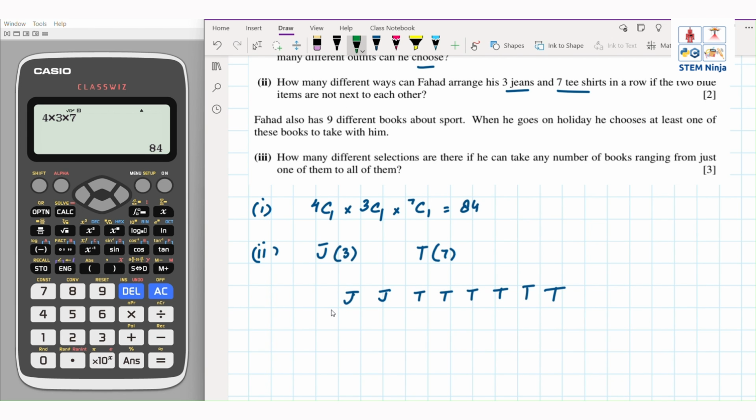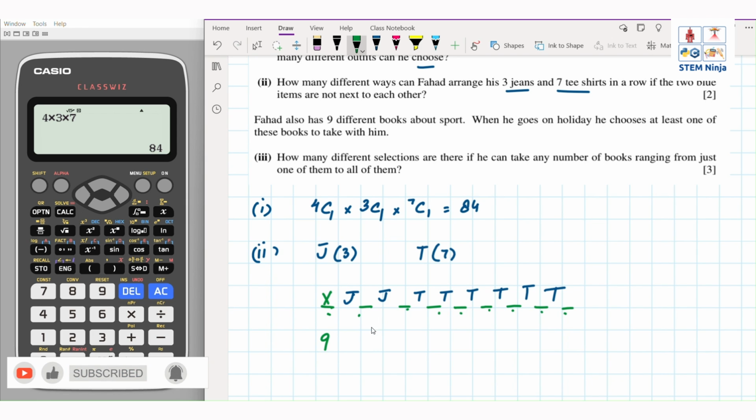Blue ones, since they don't have to be next to each other, can take this place, this place, this place, this place, this place, this place, this place, this place, and this place. So 1, 2, 3, 4, 5, 6, 7, 8, 9. One of them can take 9 places. So if, for example, we use blue jeans over here, this place is gone.